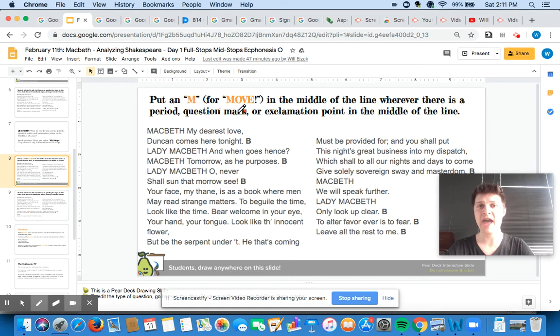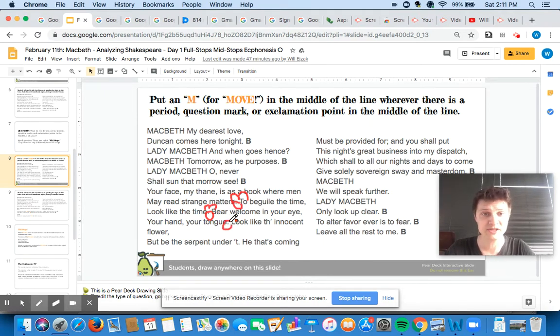I say here, put an M for move in the middle of the line wherever there's a period, question mark, or exclamation point. So we have none for a long while. And then we have our very first mid-stop right here, because we have a period in the middle of that line. And then we have another period in the middle of this line. We have a mid-stop here. I'm sorry that I write like a second grader, but this cursor is not very convenient.